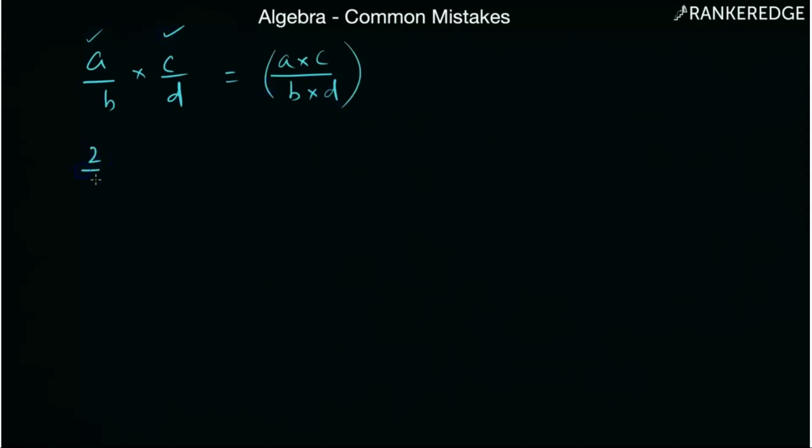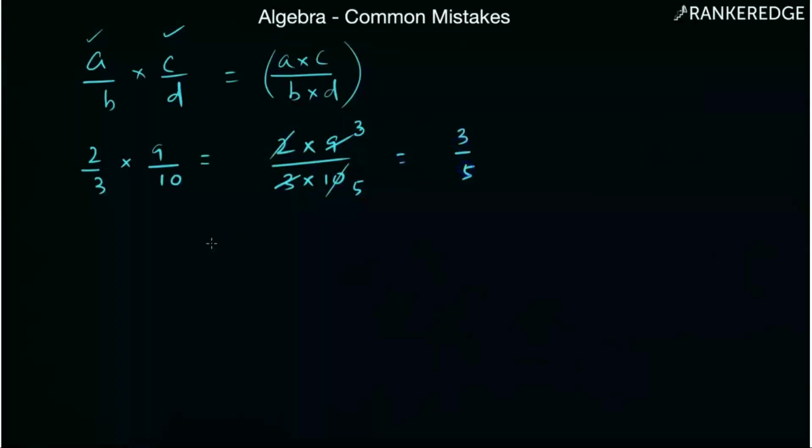So as an example, 2 by 3 into 9 by 10 is equal to 2 into 9 by 3 into 10. So this 3 goes into this 9 3 times, and this 2 goes into this 10 5 times. So this is equal to 3 by 5.